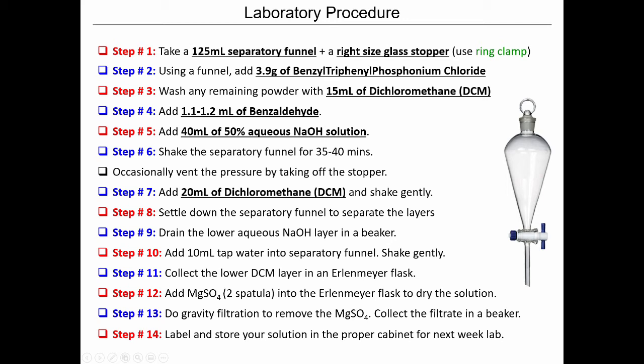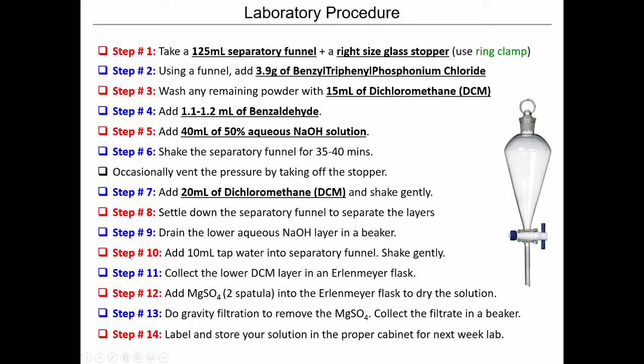Once we add it, we shake the separatory funnel to allow the chemicals to mix, occasionally releasing pressure either by taking off the cap or opening up the hole just to let out any excess air, any excess pressure. Once we vent it a little bit, we'll add an extra 20 mLs of dichloromethane and just continue shaking. And then finally, we just let the separatory funnel sit so that the layers can separate.